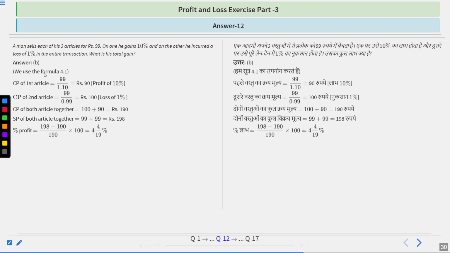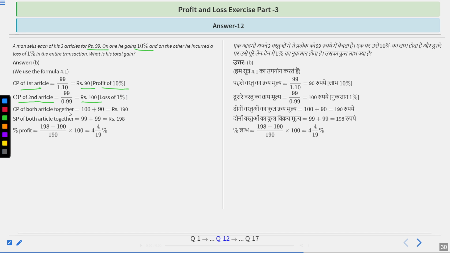Now the question says that a man sells two articles at rupees 99. So the selling price is constant; both articles are sold at 99 rupees. So in the first article, he gained 10%. So it means 99 equals 110%. When we calculate it, we get the cost price as 90 rupees because he gained 10% profit. In the same way, for the cost price of the second article, it will be 99 upon 0.99. When we calculate it, we get the cost price of the second article as 100 rupees because he faces 1% loss in the second article. Clear?